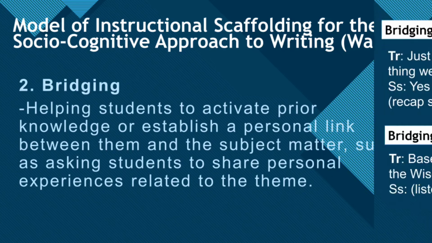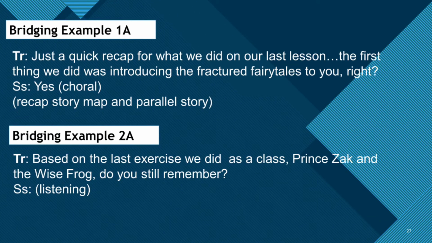Here are the examples of bridging. In the first example, the teacher had a quick recapitulation of what they did in the previous lesson, including the story map and the parallel story. Another example is a review of the previous lesson prior to the activity given by the teacher.